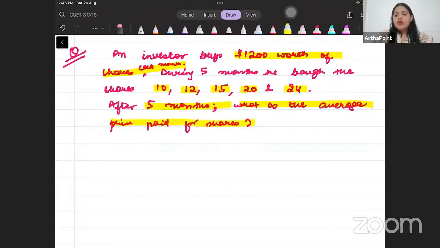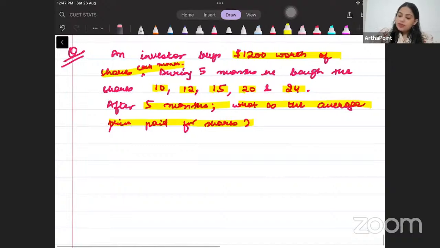Now, a lot of times, what students do is that they're just going to add these together. So, kya karte hai na? For example, they will do 10 plus 12 plus 15 plus 20 plus 24 and divide this by 5. Kyunki it seems very easy, huh? But ऐसा नहीं करना है. This is not what the question is saying. The question has given you the price.